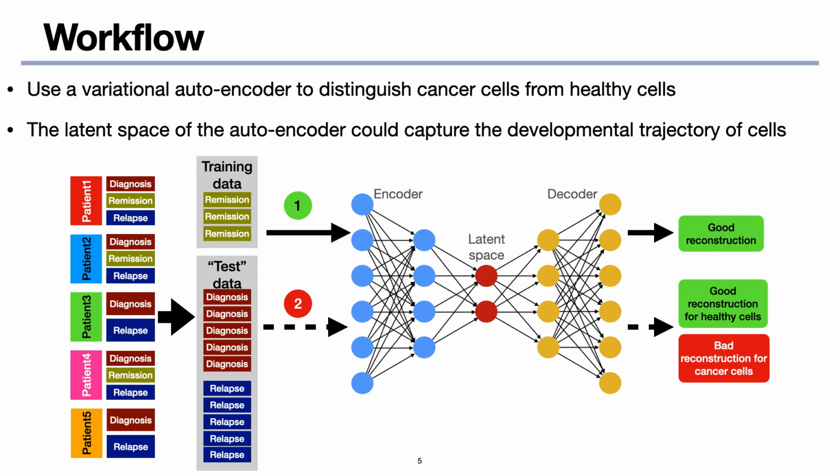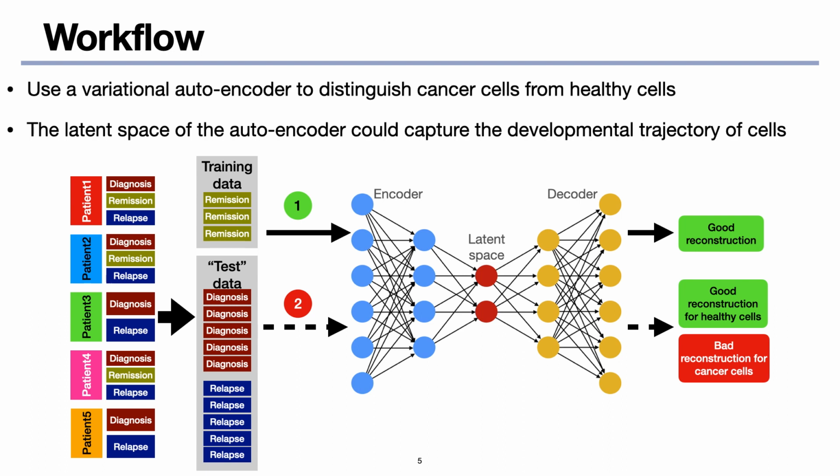So if your autoencoder works perfectly, your input and your output will be exactly the same. And since we train it only on healthy cells, we basically select it and train it to be very good in reconstructing a healthy cell. So if you give it a healthy cell, it should be really good in reconstructing it.